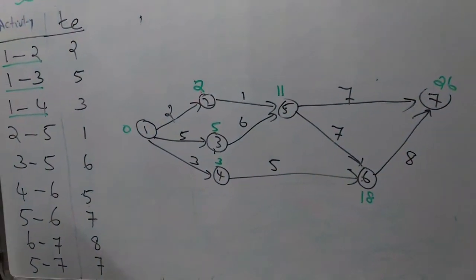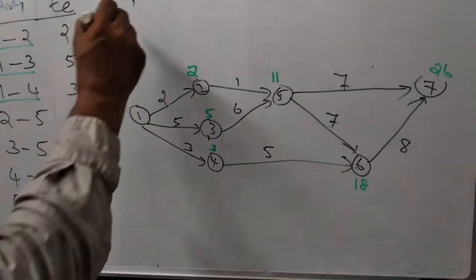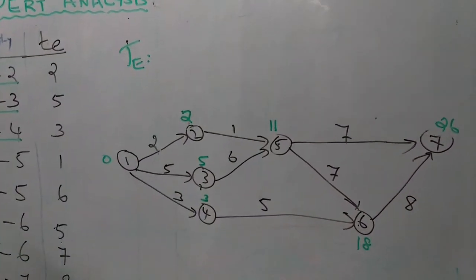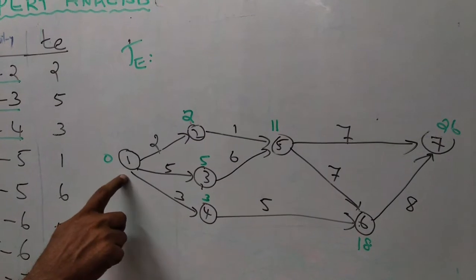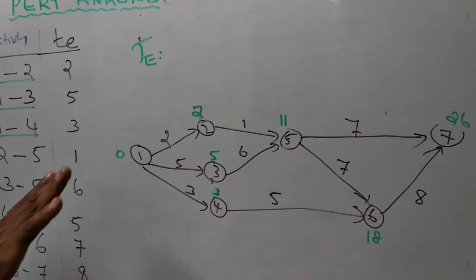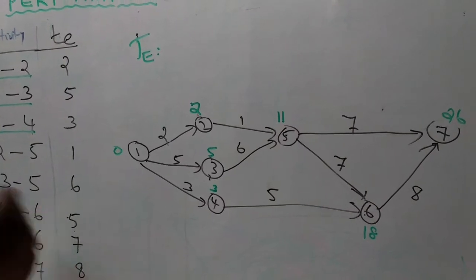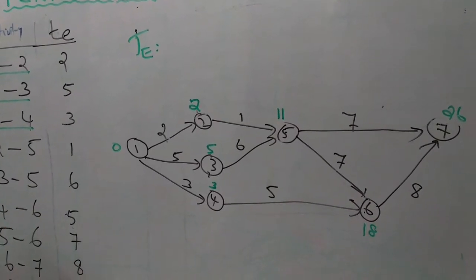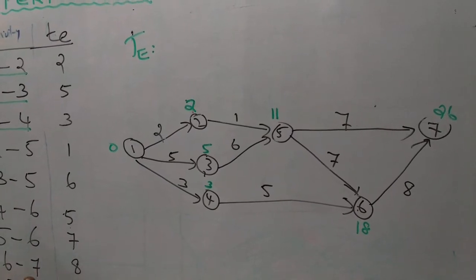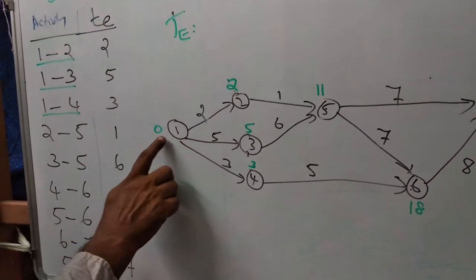The earliest event times are denoted on each node. For node 1, the earliest event time is 0. That is, node 1 is the starting point, not conditioned or prescribed by any other activity. So for 1, it is 0.